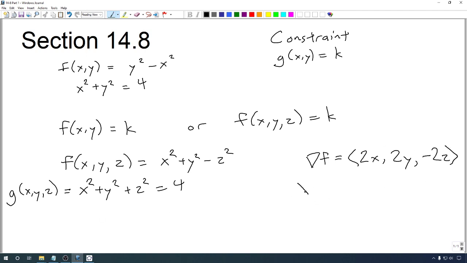For g, instead, the gradient, so a lot of this works exactly the same way. We get 2x for the first one, 2y for the second one, and then just 2z for the third one.